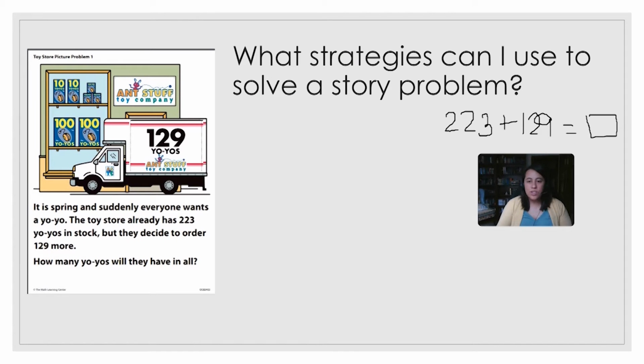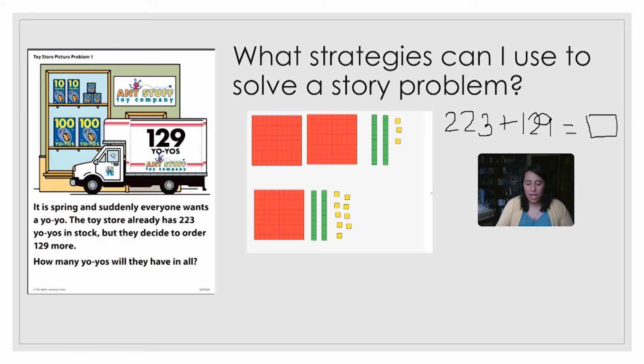So what strategies can I use to solve a story problem? I have an equation, and now I can use strategies just like I would use if I didn't have a story problem. So whenever I'm not sure what strategy to start with, I always like to go back to some sort of picture or something that I can see and count. So here's a picture of base 10 pieces that we've used in class before. And if I didn't have these, I could just draw a picture with squares for hundreds, sticks for tens, and then little squares or dots for ones.